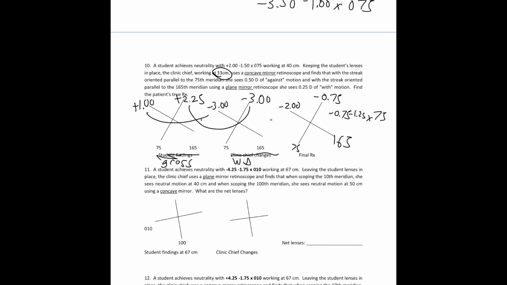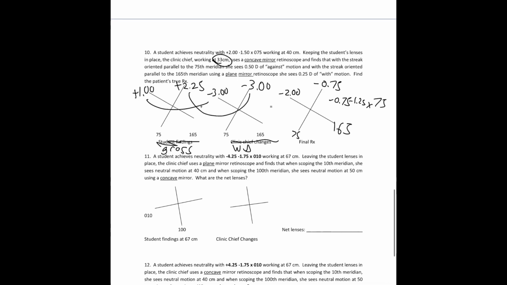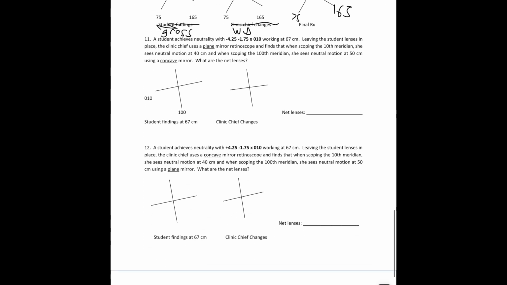So if you can't tell from this problem, we didn't use the student's working distance at all. The only time we use the student's working distance is when the question says the chief kept the student's working distance. So with that in mind, let's move on to this problem.